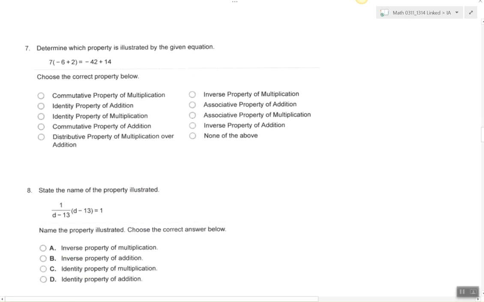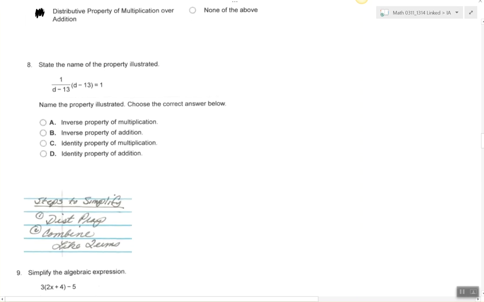Number 7, which property? All right, 7 parentheses negative 6 plus 2 is equal to negative 42 plus 14. I hope that although it's not written, this is making you think about handing out that multiplication, and that means that it is the distributive property. We use that one, we use all the properties, but we call that one by name a lot.